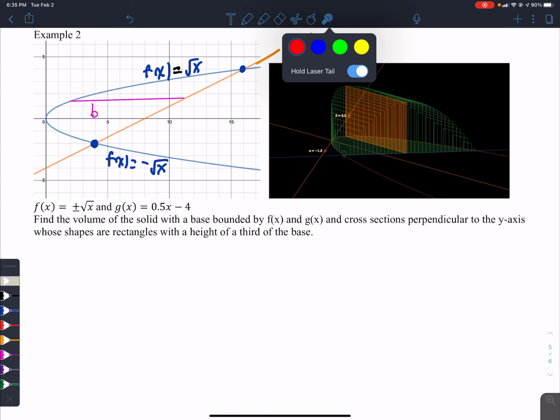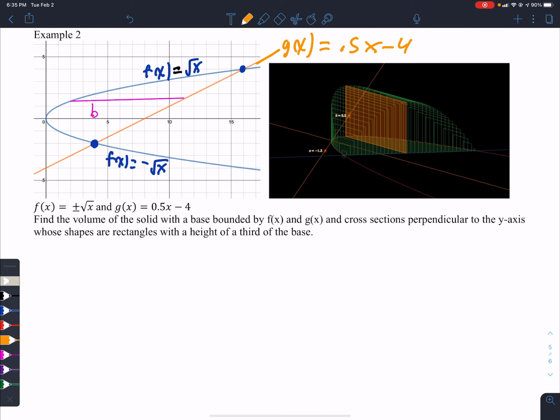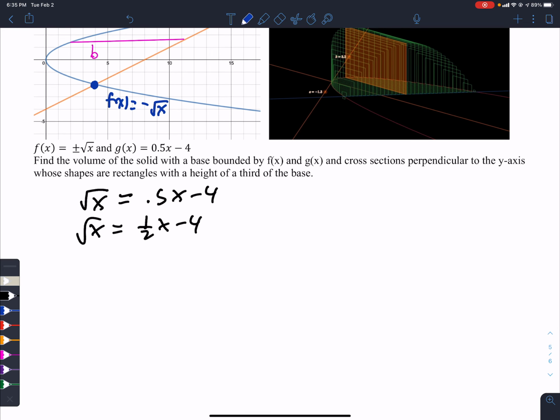So to find this top intersection, I need to make radical x equal to g of x, which is 0.5x minus 4. So let's do that here. I would give you a point for writing this part out. Now we need to solve for x. OMG, this might be kind of ugly, I just realized, but we'll see how it comes out. I'm going to rewrite this as 1/2 x minus 4. Maybe not so ugly. So we square both sides.